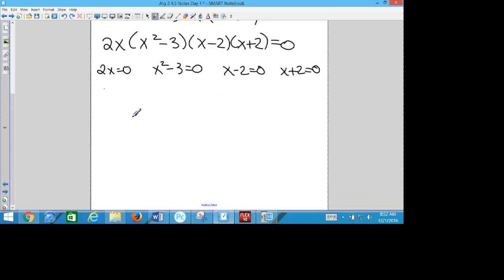What's my first x? 0. I'm going to skip that one for a second. What's my third one? 2, and my last one is -2. Yes, those will be plus minus. How do we do this one? How do we solve that? Add 3.